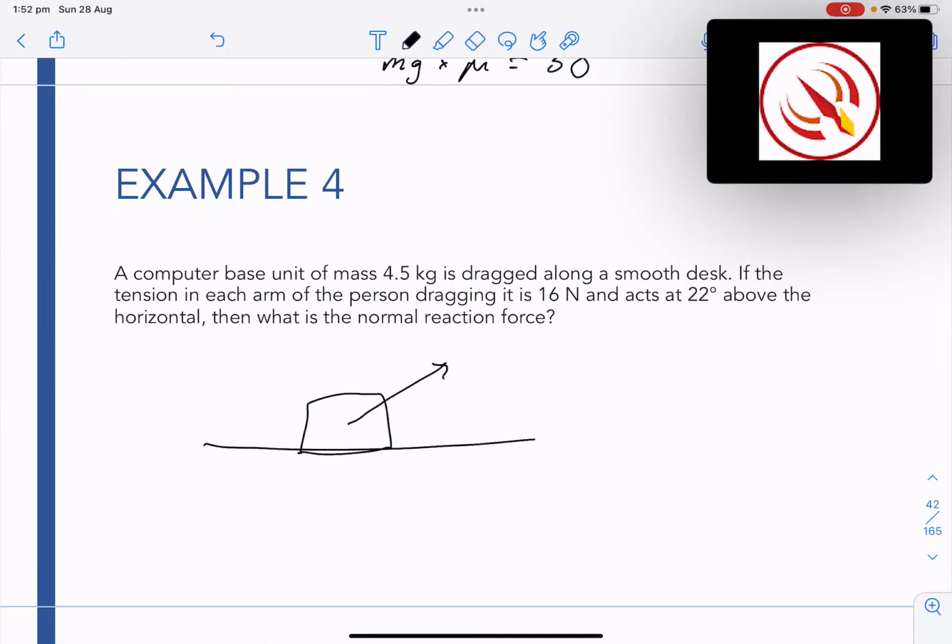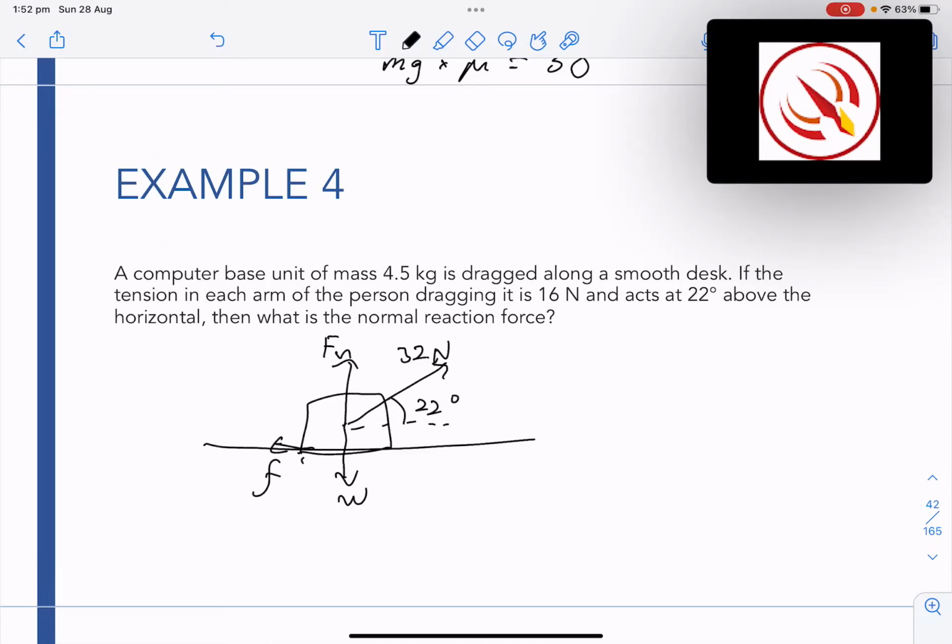newtons. So all up we have a pulling force of 32 newtons, and that's at an angle of 22 degrees. We also have, of course, our weight force, our reaction to the weight force, and our frictional force. Given all this, what is the normal reaction force?